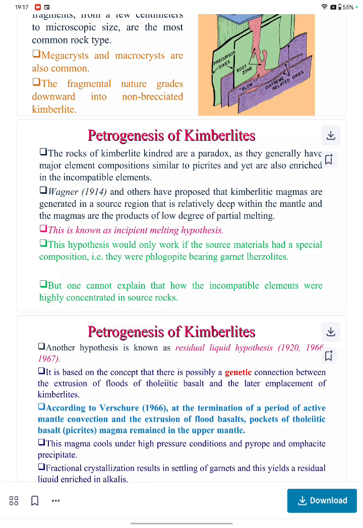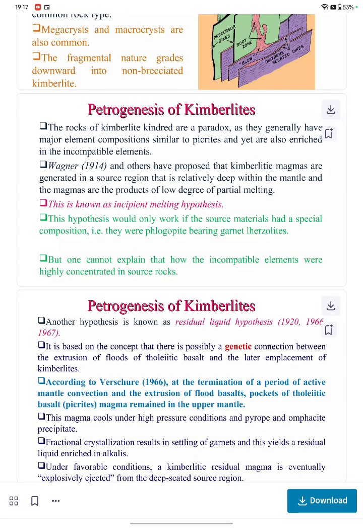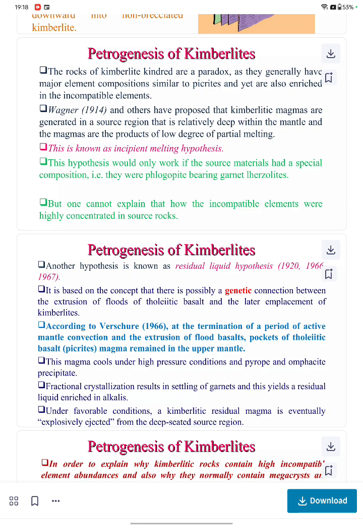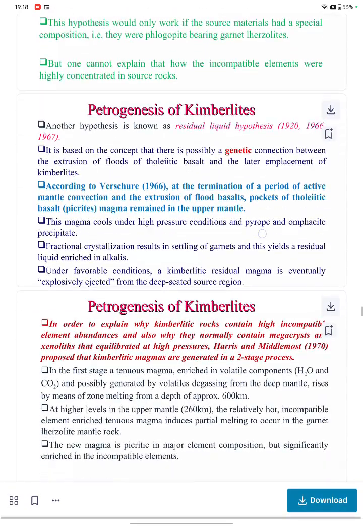Petrogenesis. So kimberlite. The rocks of the kimberlite kindred are a paradox, as they generally have major element compositions similar to picrites, yet they are also rich in incompatible elements. Wagner and others have proposed that the kimberlite magmas are generated in a source region that is relatively deep within the mantle, and the magmas are the products of a low degree of partial melting. This is known as the incipient melting hypothesis. This hypothesis would only work if the source material had a special composition, such as phlogopite-bearing lherzolites, but one cannot explain how the incompatible elements were highly concentrated in the source rock.